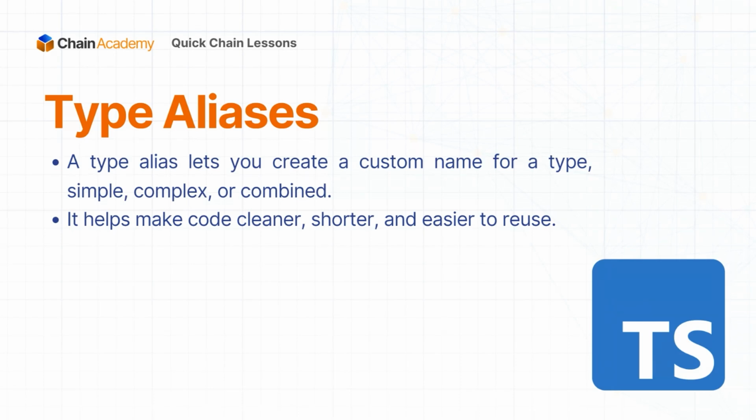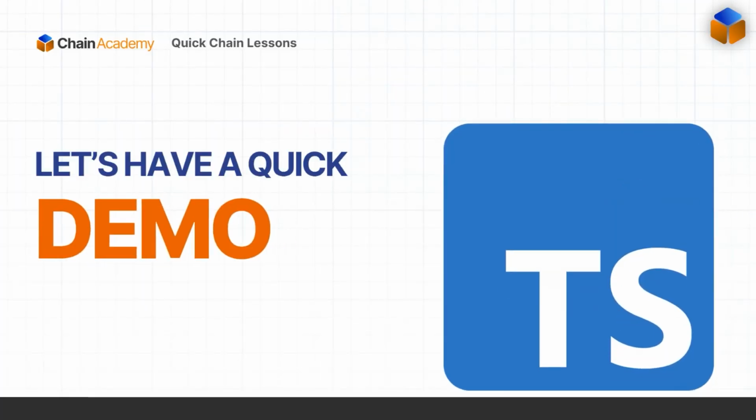Type aliases are especially handy when you're dealing with complicated types, like unions, intersections, or nested objects. They make your code easier to read and maintain, especially when working in large projects with multiple files or team members. So, if interfaces describe the shape of your data, type aliases are about creating clear labels for the types you use most often. Now let's head to our code demo in order for you to understand all of the things that we have tackled so far.